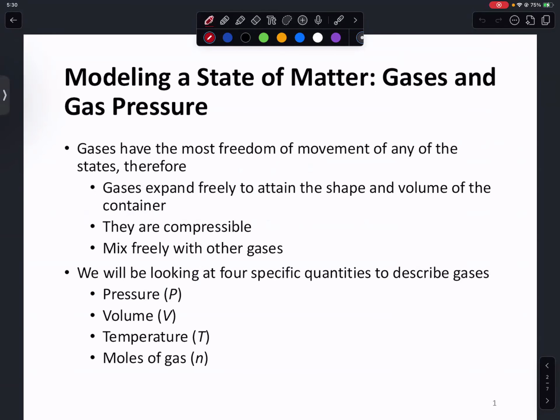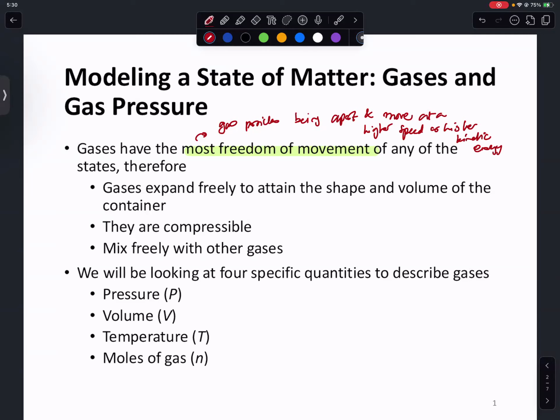So, we talked very early in the semester about different states of matter. We have our solids, we have our liquids, and specifically gases, they have the most freedom of movement due to the nature of the gas particles being apart and moving at a higher speed, or we can say they have higher kinetic energy compared to particles in the solid or liquid phase.